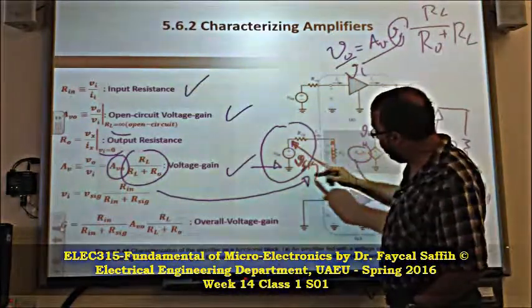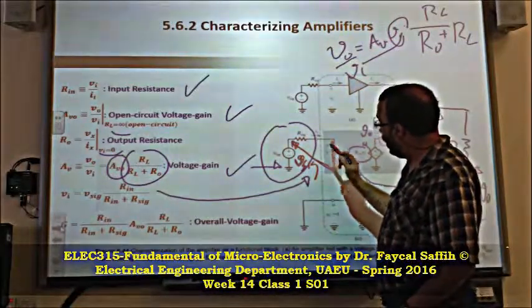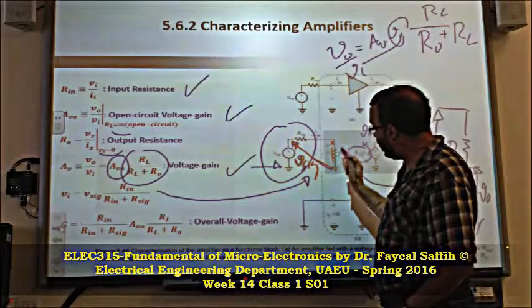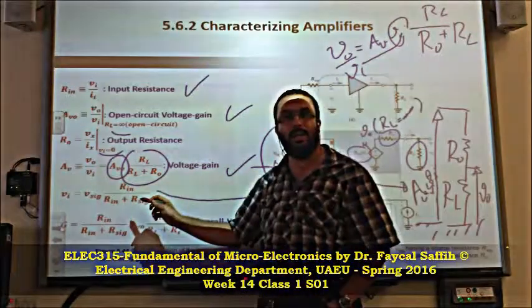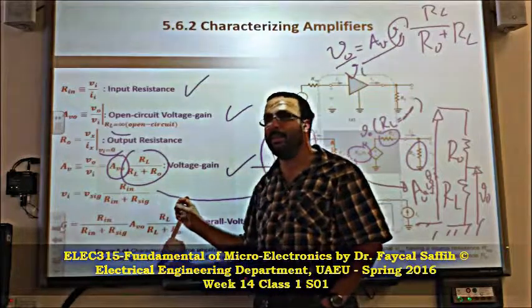So the whole thing here is a voltage divider. This voltage is going to be this voltage times this resistance divided by this resistance plus this resistance. Got it? Clear, Faraj? Sarajdin? Good? Clear?